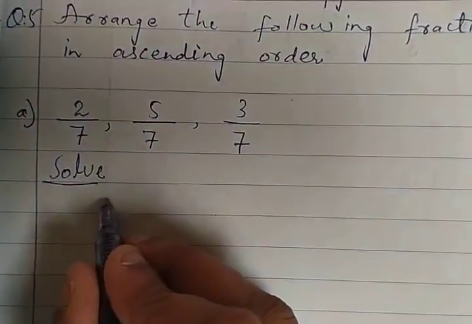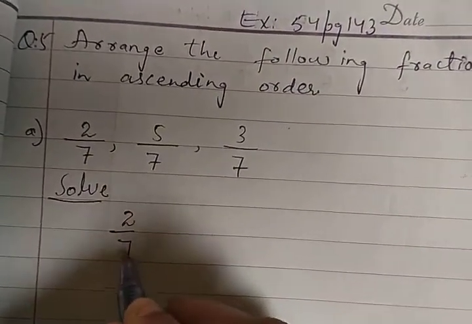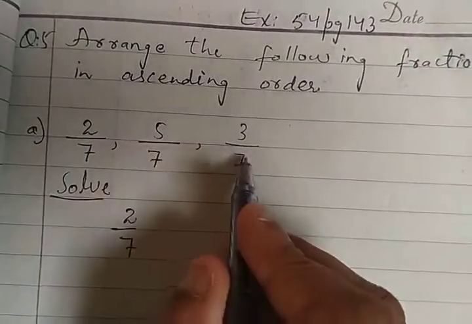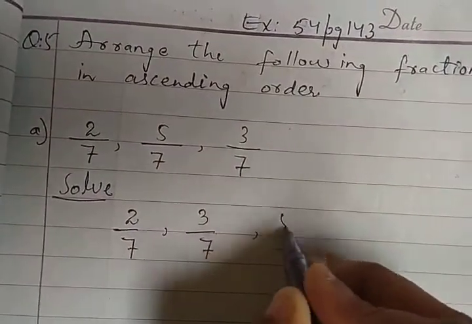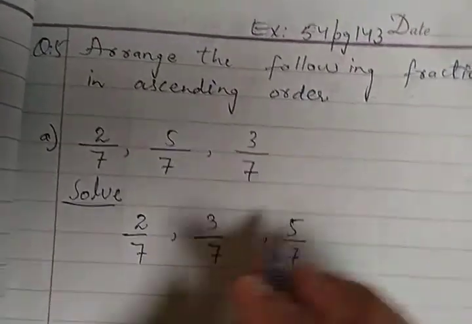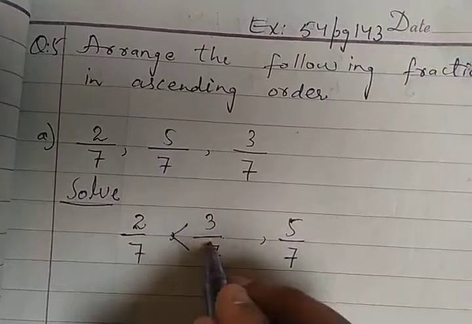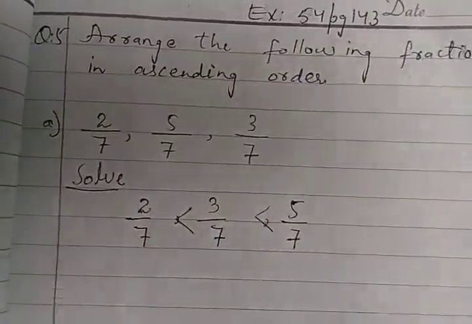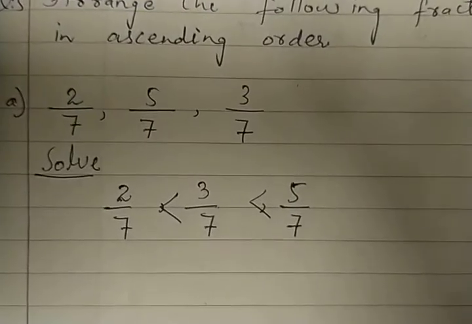So first you write 2/7. So 2 is smaller than amongst all these numbers 2, 5, 3. Then 3/7 and then 5/7. And the symbol of the ascending order is less than. 2 is less than 3, 3 is less than 5. So this is the solution of like fractions.